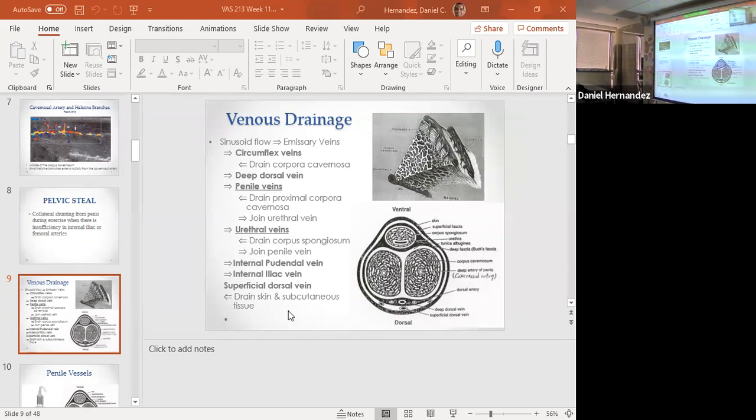We do have superficial drainage of the skin and the subcutaneous tissues, and this is done by the superficial dorsal vein. You can see over here is the superficial dorsal vein. Deeper, we have the deep dorsal vein.